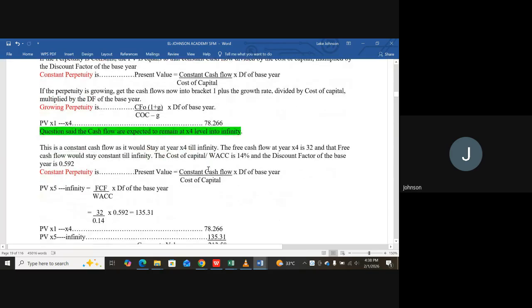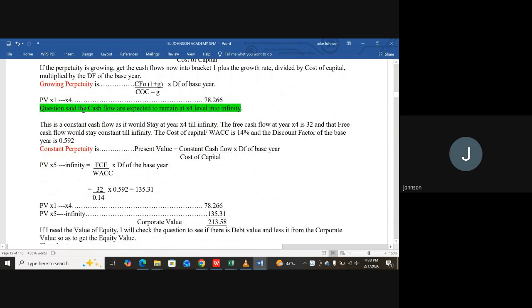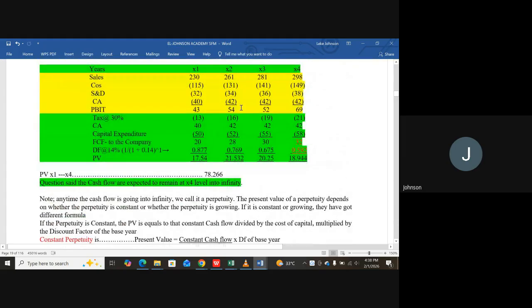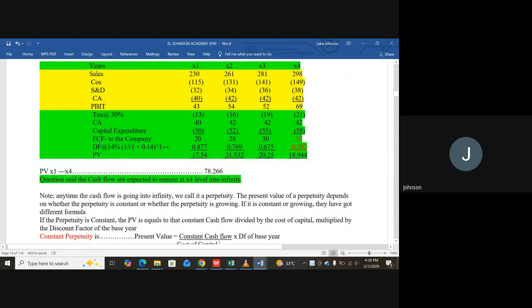So let's move further. The question said the cash flows are expected to remain at year 4 levels into infinity. So the cash flow is constant. The question to ask ourselves is, what is the cash flow that we have in year 4? Let's go to the top. Look at this cash flow now. In year 1, we had 20. In year 2, we have 28. In year 3, we have 30. In year 4, we have 32. So this is the cash flow for year 4.